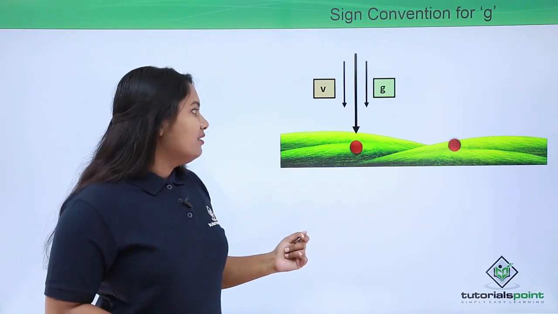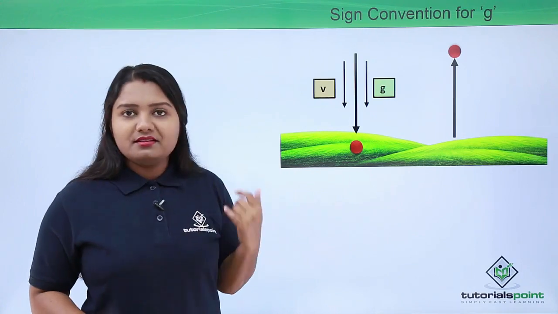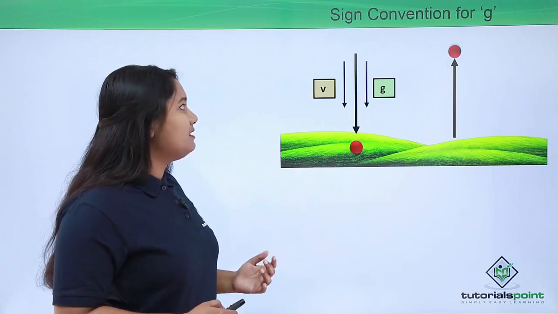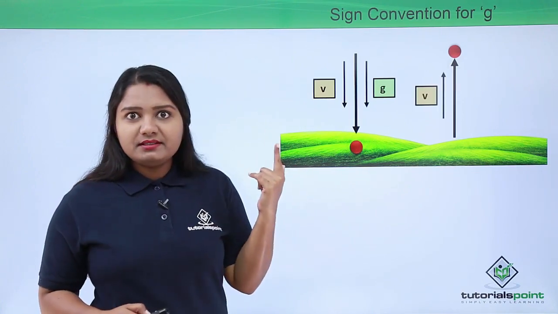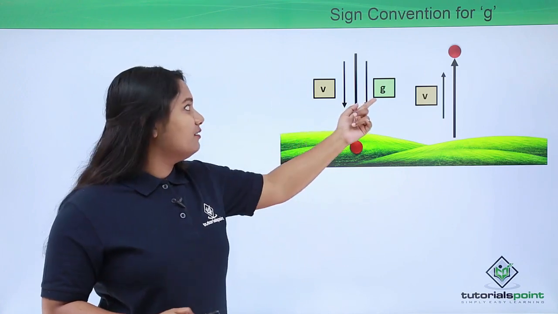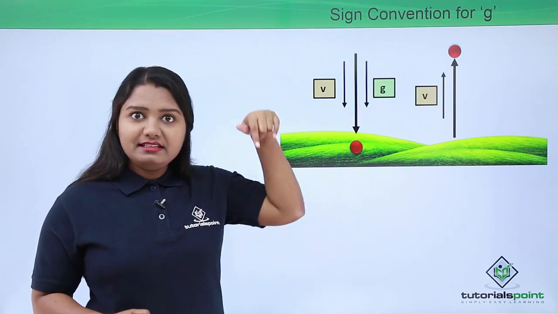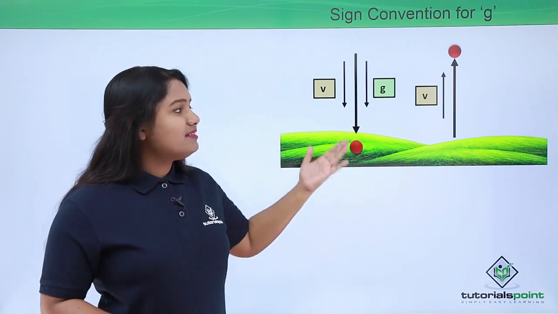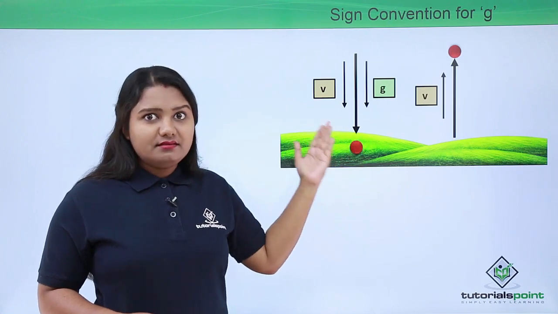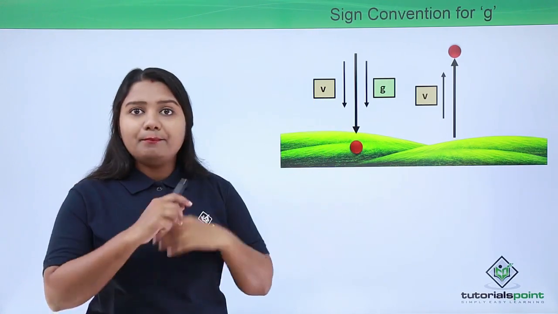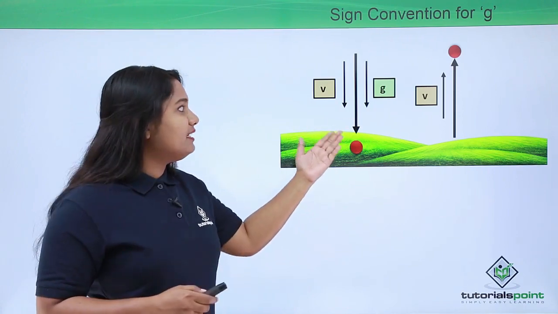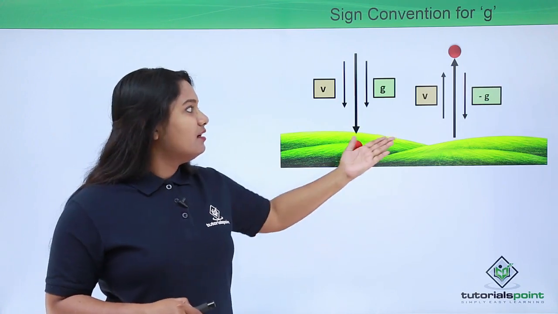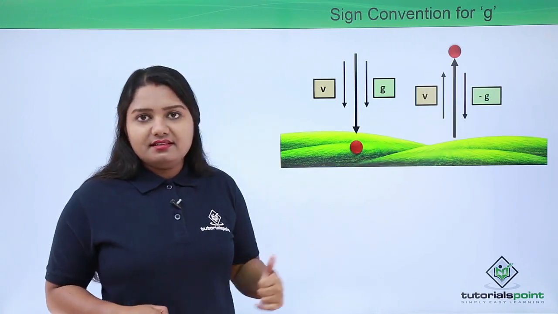On the other hand, if we consider the upward motion of a body, that is, in the case where we throw a ball upwards, what happens there? The velocity is in the upward direction, but the G here, which is the acceleration due to gravity, is in the downward direction. So in this case, since the velocity and the acceleration due to gravity are in opposite directions to each other, we will take the value of G to be minus G. The acceleration we will take to be minus G in this case, that is, in the case of upward motion.